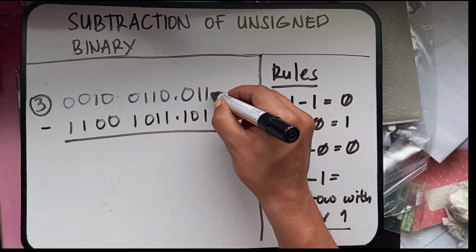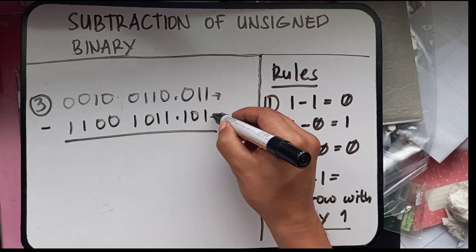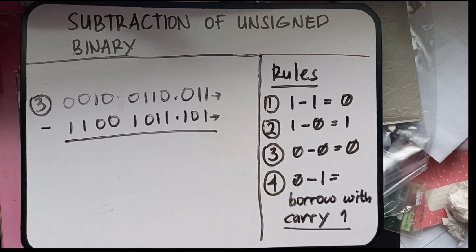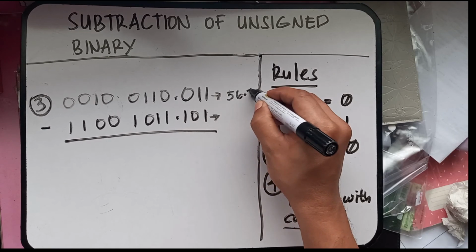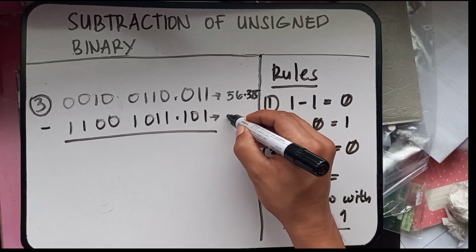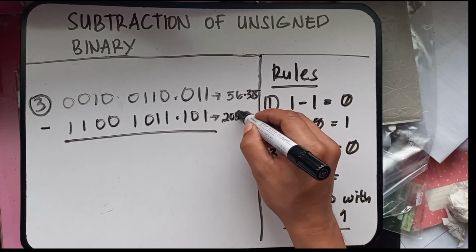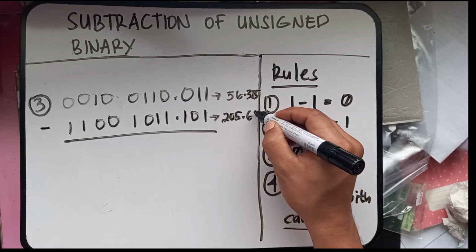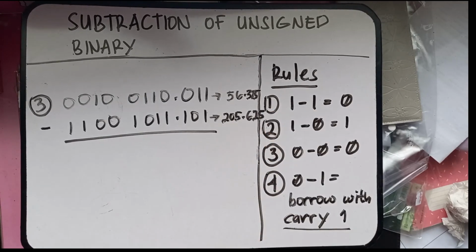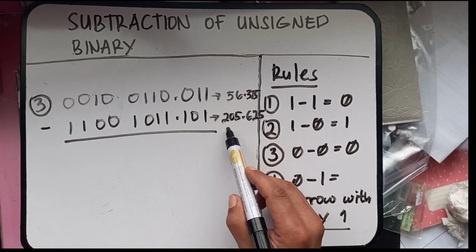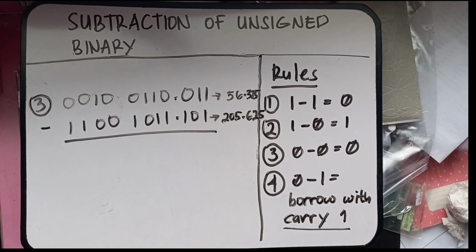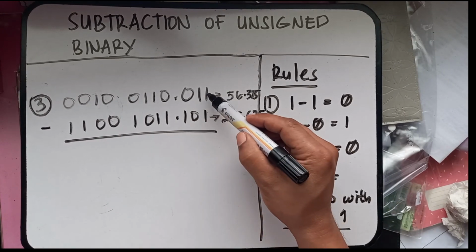So we can get the decimal form of this so that it is very clear to us that the second given is bigger than the first given. So this is 56.375, and this one is 205.625. Now let's try subtracting these numbers. So let's try solving this.